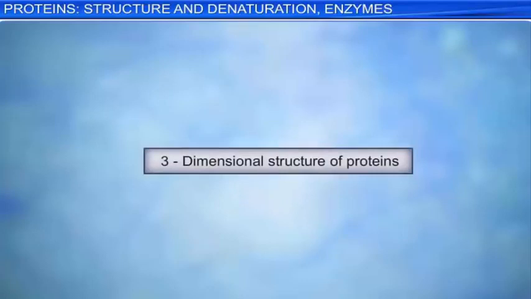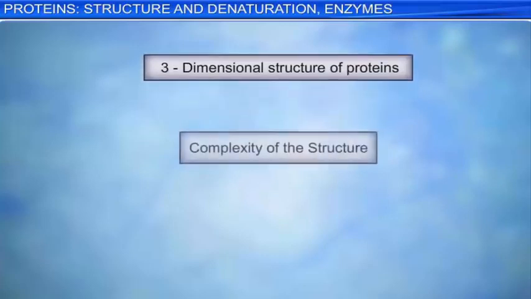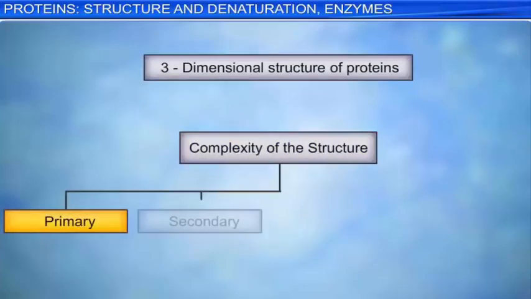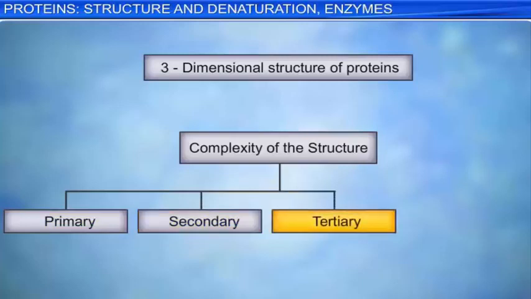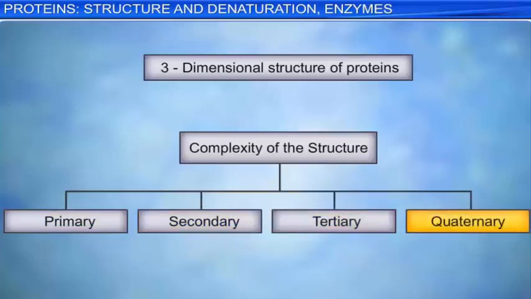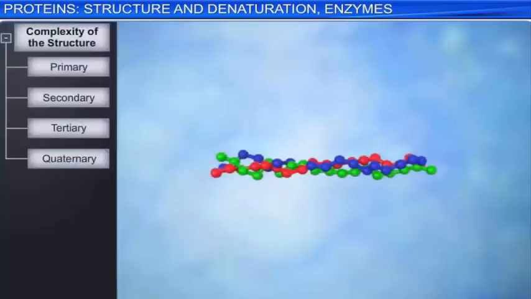Let us now discuss the three-dimensional structure of proteins. The structure of proteins is studied at 4 different levels, in the ascending order of their complexity, as primary, secondary, tertiary, and the quaternary structure. Let us first discuss the primary structure of proteins.